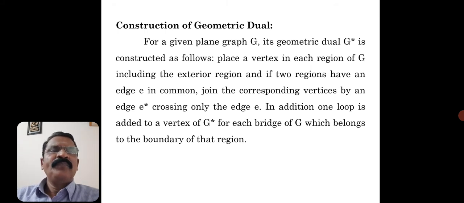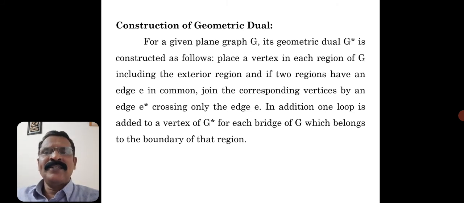Then what you have to do? If two regions have an edge E in common, join the corresponding vertices by an edge E star. If E is an edge joining those two faces, or common boundary, E star will be an edge joining those two vertices. Or you can say you have to take one edge crossing the common boundary line. In that way also it is possible to construct. Therefore, join the corresponding vertices by an edge E star crossing only the edge E.